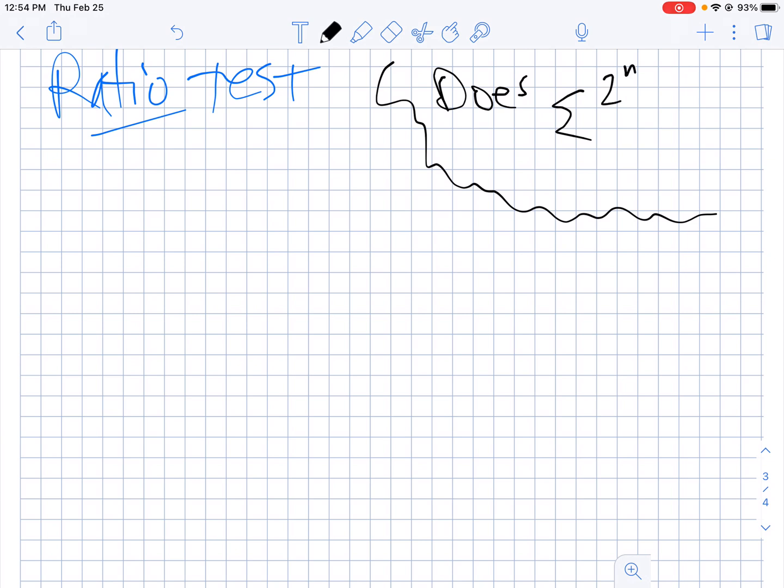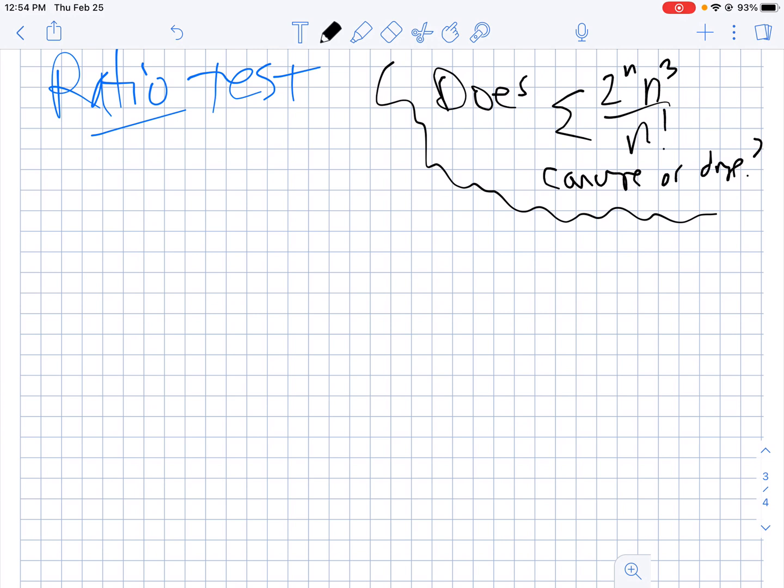So if you have a series like 2 to the n times n cubed over n factorial, you might ask, does this converge or does this diverge? Well, I think that's a fair question, but that's an ugly series that's not really suited for any of the tests we know so far. And for that, we're going to use the ratio test.